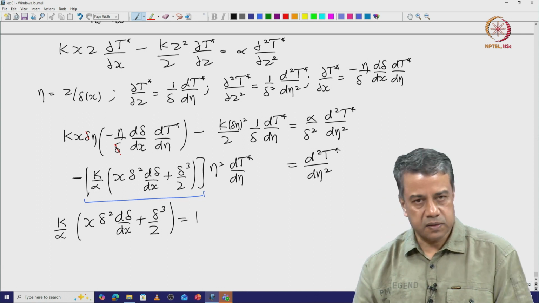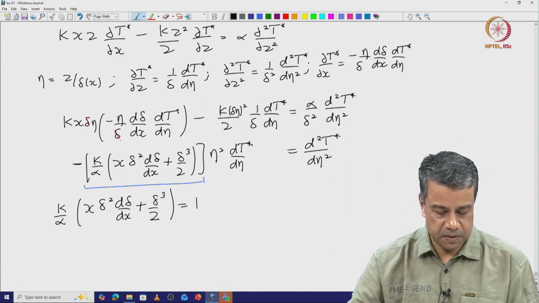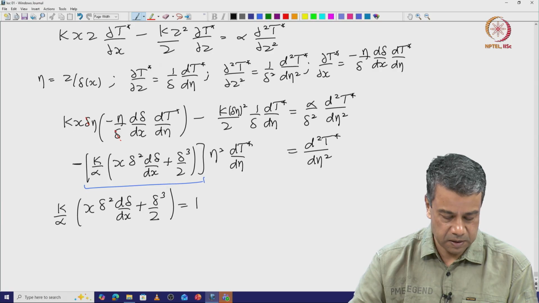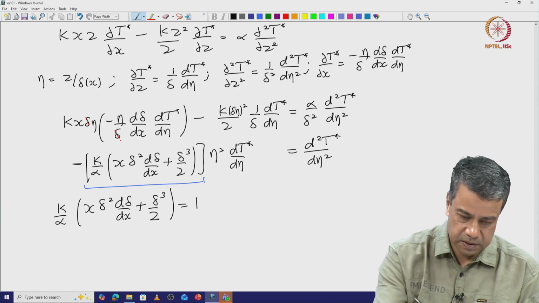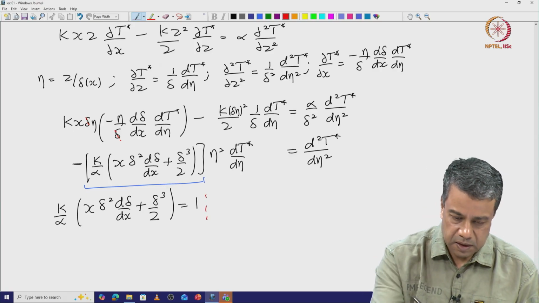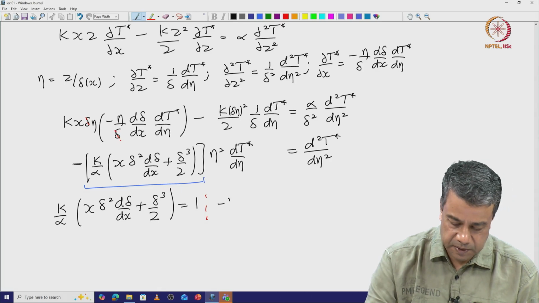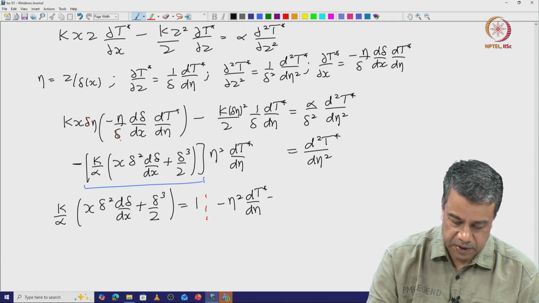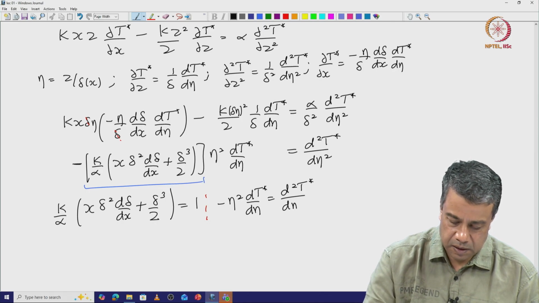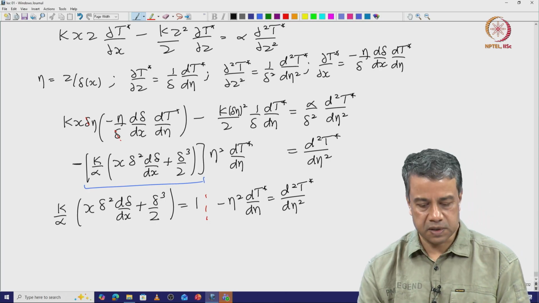This is an inhomogeneous equation which has to be solved for delta. Once you solve that equation, the equation for eta just becomes minus eta square dT star by d eta is equal to d square T star by d eta square. So, that is the equation in terms of eta.